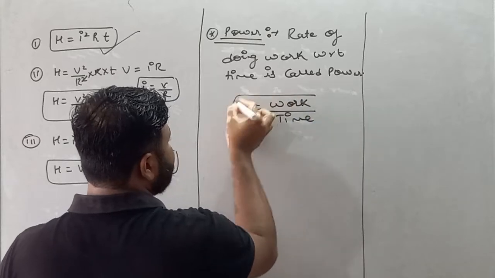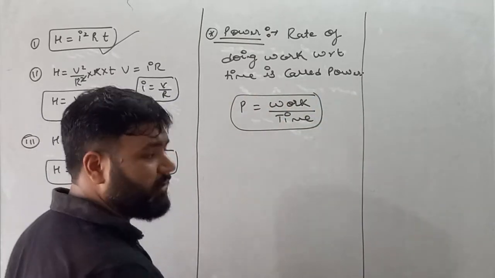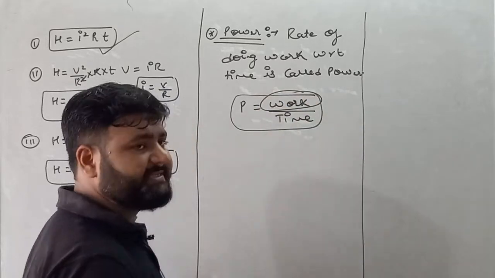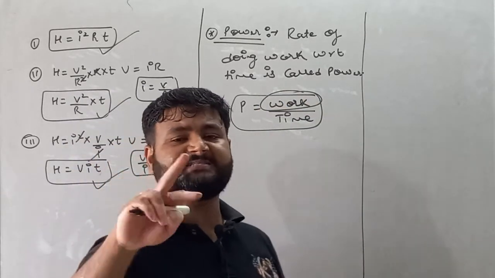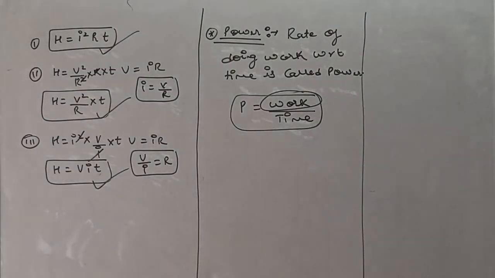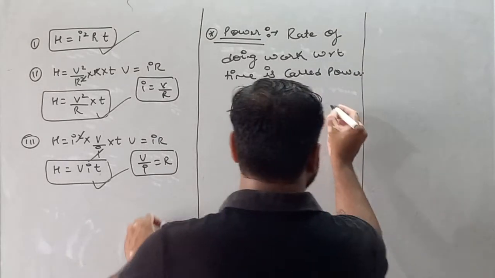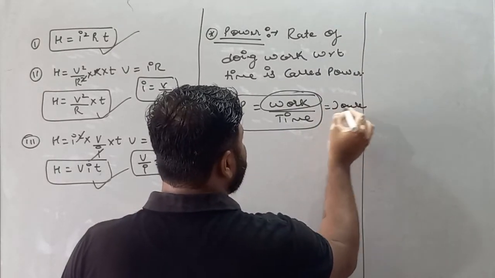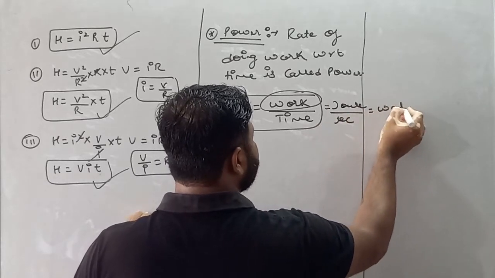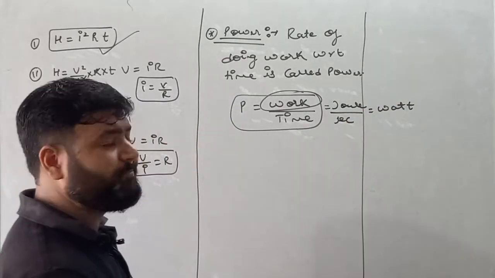Now see, my dear student, in physics we have a concept: if the SI unit of two different quantities is the same, then we can replace the quantities. I am repeating once again: if the SI unit of two quantities is the same, then we can replace the quantities. The SI unit of work is joule, and the SI unit of time is second. So joule per second is nothing but watt. So the SI unit of power is watt.